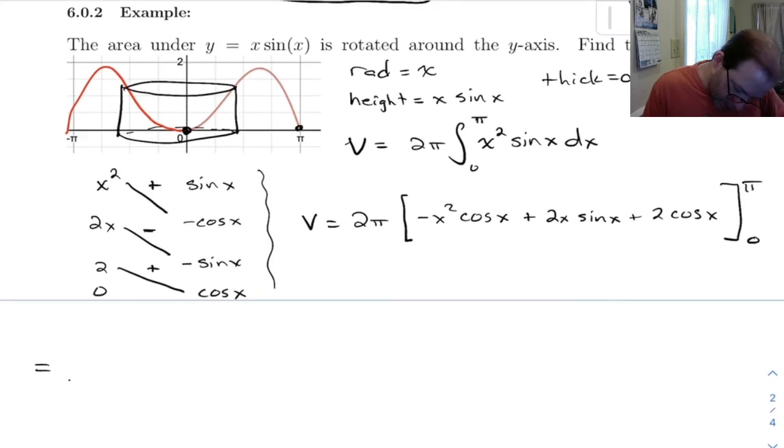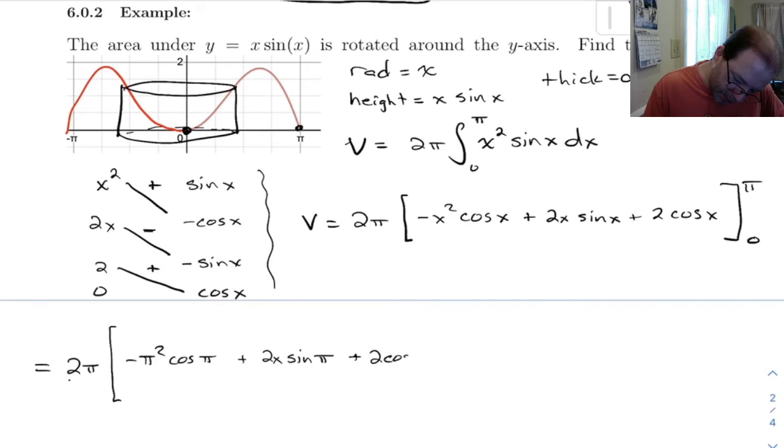So let's see. We've got the 2 pi. Plugging in the pi, we get minus pi squared cosine pi plus 2x sine pi plus 2 cosine pi, minus, plug in the 0, you get negative 0 squared cosine 0 plus 2 times 0 sine 0 plus 2 cosine 0.